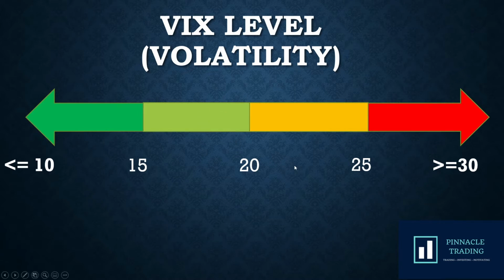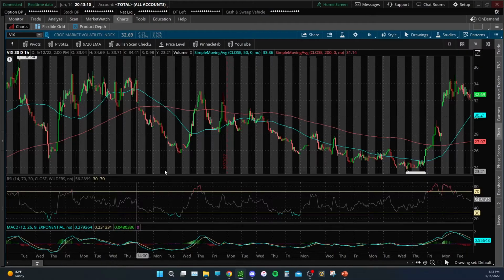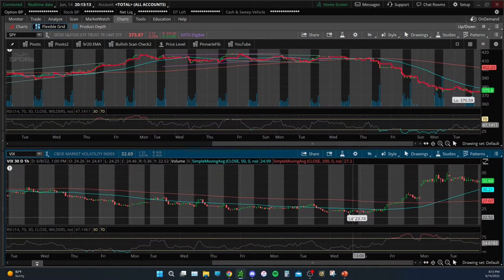Once we start heading into 20 to 25, you may already start seeing markets sell off, and you may already start seeing panic in the market, a little bit of a correction, maybe a crash coming. We don't know yet, but this is just an indicator of what may happen. Once we get into 25 to 30, that's a tricky area, because let's take a look at what happened on this one when we got to 25 to 30.